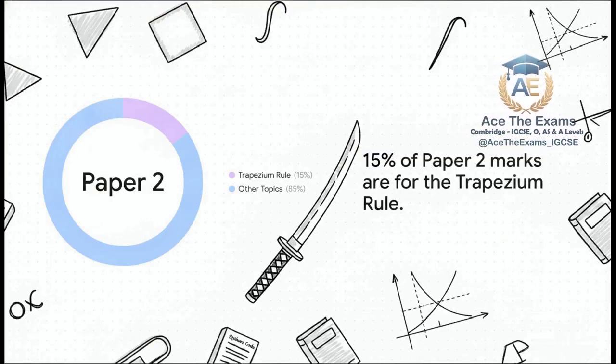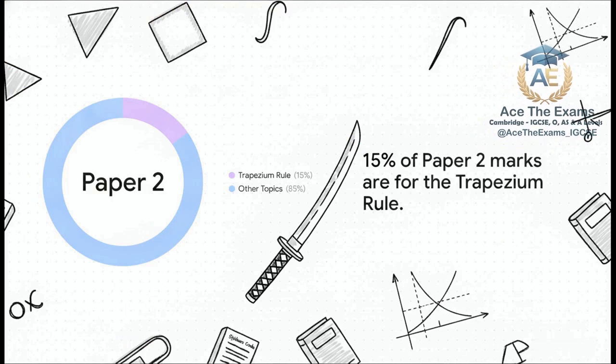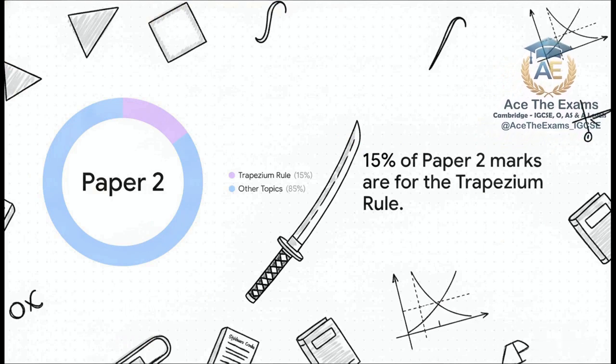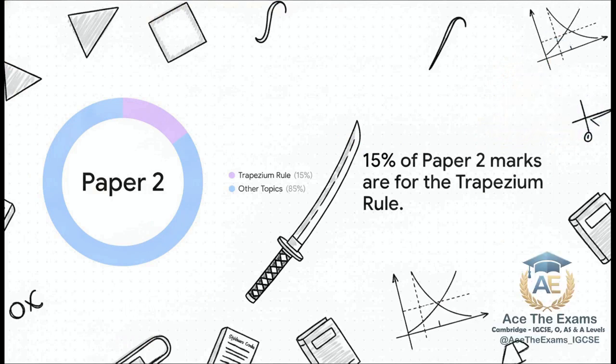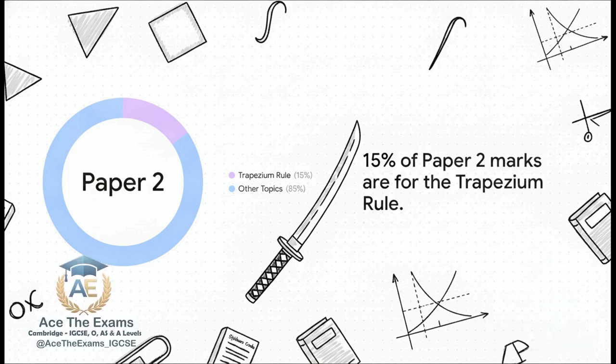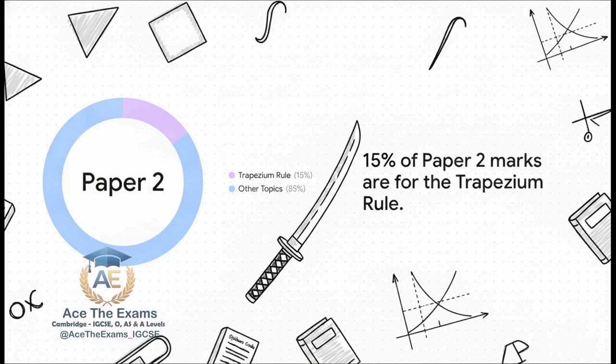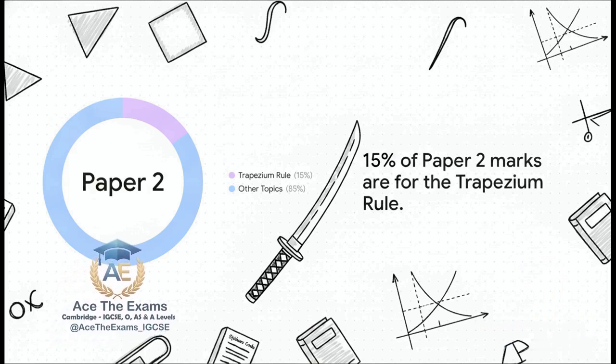Just look at the sheer weight of what we are dealing with here. This massive 15% slice represents the trapezium rule in integration for the total marks in paper 2 of the 9709 syllabus. 15%. That is not just some minor topic you can afford to gloss over the night before. This is a foundational pillar of your entire grade.